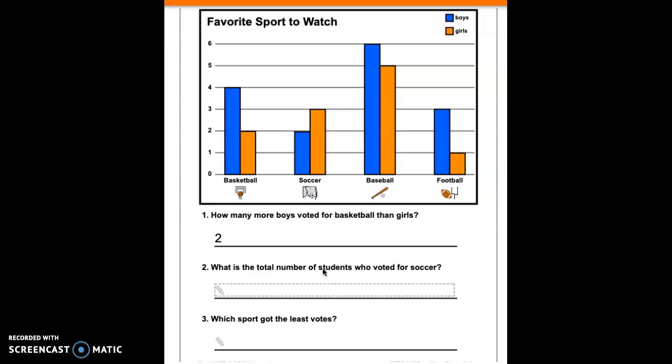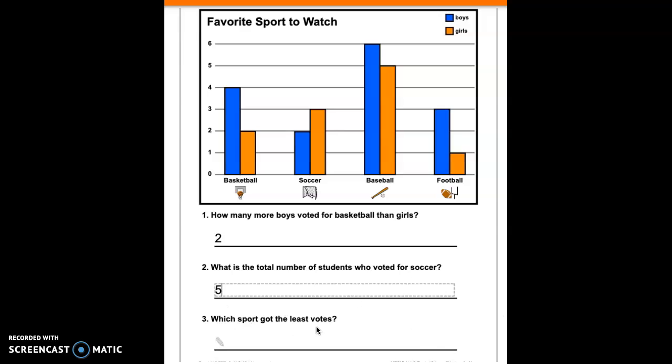What is the total number of students who voted for soccer? Now we know the sport we're looking for is soccer. And this is what I mentioned earlier: when it's the total, we're adding instead of subtracting. So we have how many boys? We have 2 boys and 3 girls. We're adding those together, 2 plus 3, and our answer goes down here. So 2 plus 3 more equals 5. So 5 is the total.